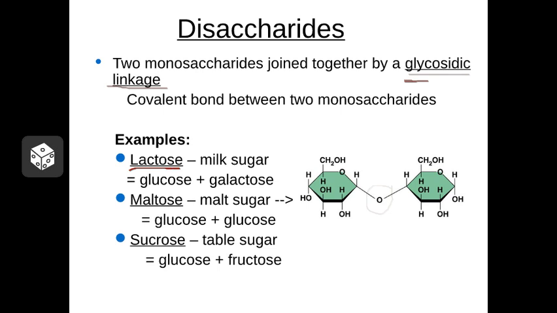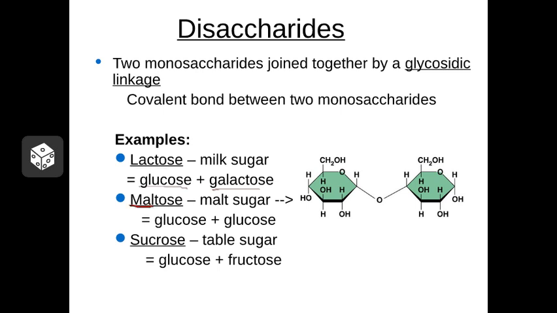There are three disaccharides you should know about. First, we have lactose, or milk sugar. It consists of a glucose monomer put together with a galactose monomer. This is the sugar that some people cannot tolerate, cannot break down or digest. We'll talk more about that later.